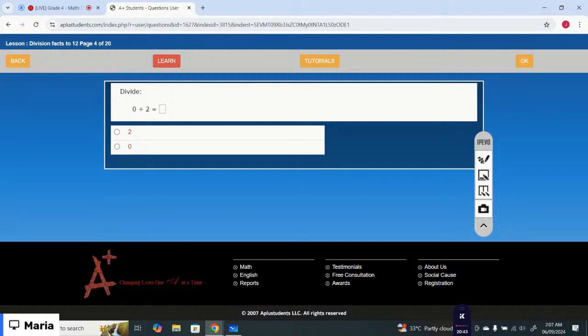0 divided by 2, so which is the correct option? 0 divided by 2 is 0.